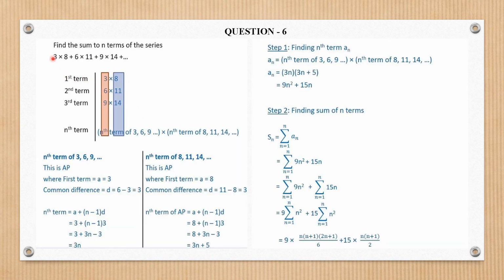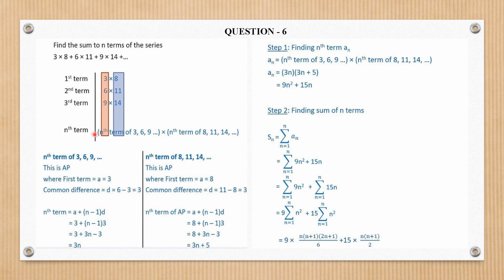Number 5 is again a very simple one, so I'll quickly go for it. If you see, this is the first AP, and the nth term is a plus n minus 1 d, that is 3n. From here also you can see 3n means, if I start from n as 1 it will be 3, and as 2 it is 6. So it is 3n. And the second one is again an AP: 8, 11, 14, and so on. So again a is 8, d is 3, and the nth term is 3n plus 5.